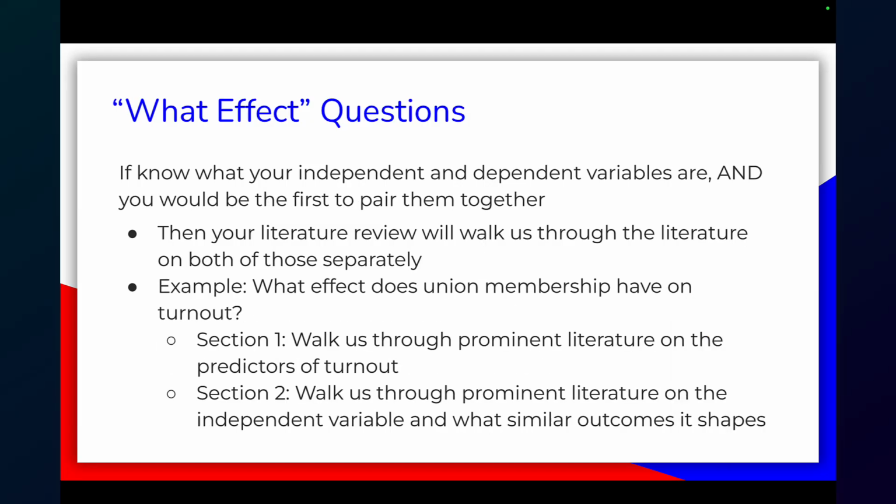Now, if you know what your independent and dependent variables are, and you would be the first to pair them together, then your literature review is likely going to walk us through the scholarship on both of these separately. Okay. So for instance, maybe you ask a question like, what effect does union membership have on turnout?